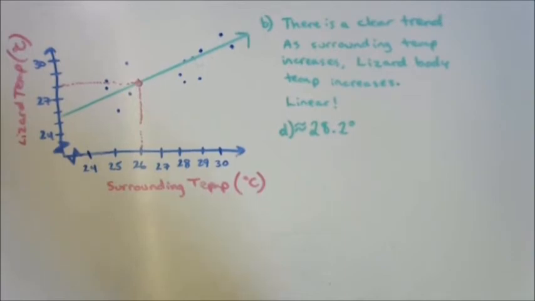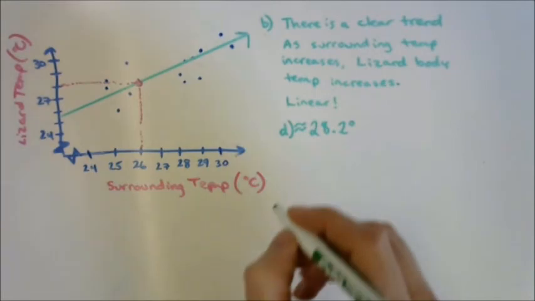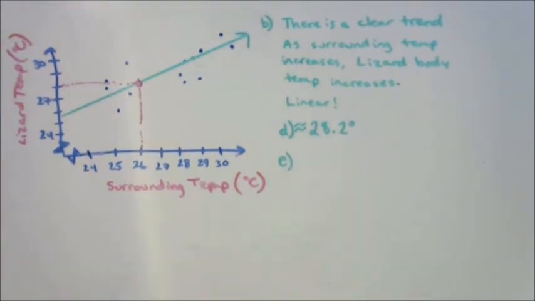Is that interpolation or extrapolation? Interpolation. Good. Interpolate means you're within the data that you've been given. 26 falls in between 24 and 30. So it's interpolation. Now in E, we need to estimate the lizard's body temperature when the surrounding temperature is 35 degrees Celsius.